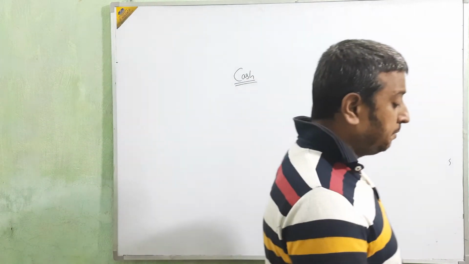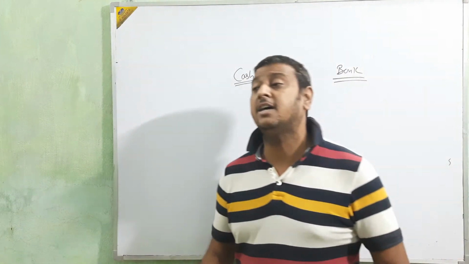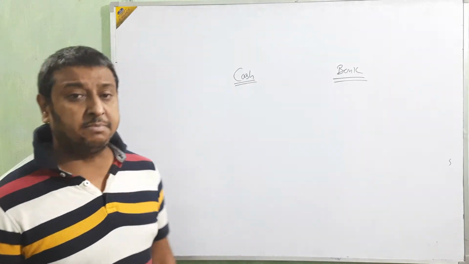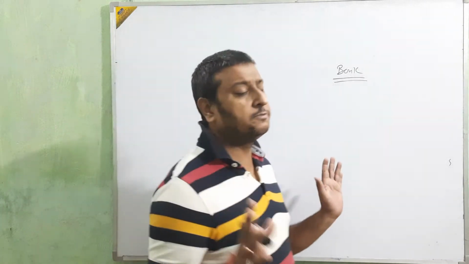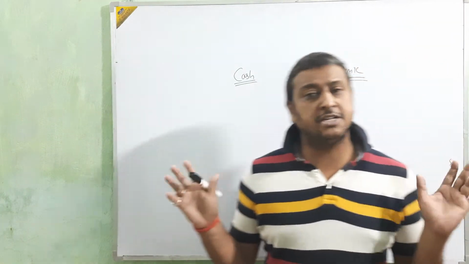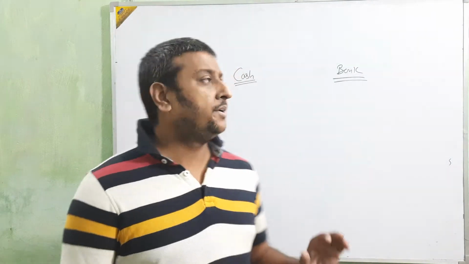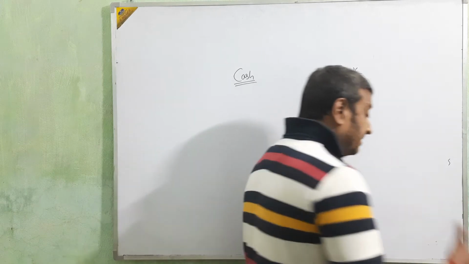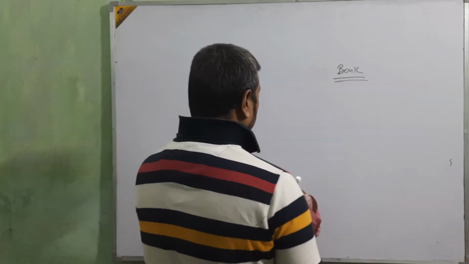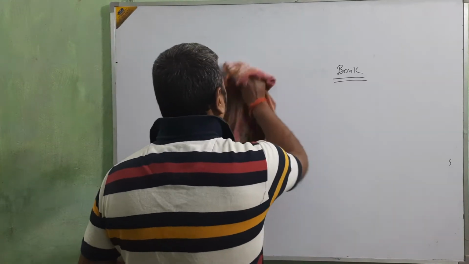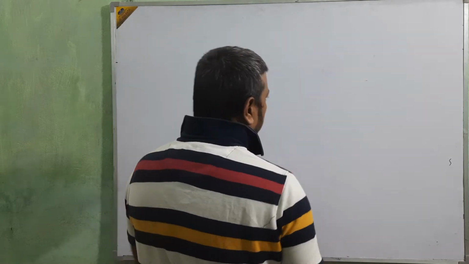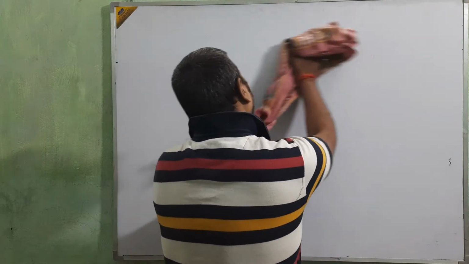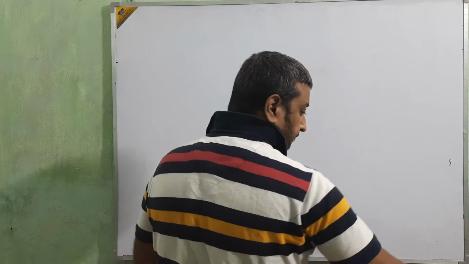Okay, now before knowing how to make the bank reconciliation statement, the first thing is clear. I think the definition is clear, beta. Now we are going for the reasons by which the difference comes between the cash book and passbook, beta.